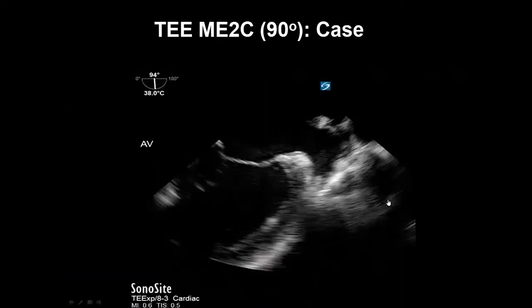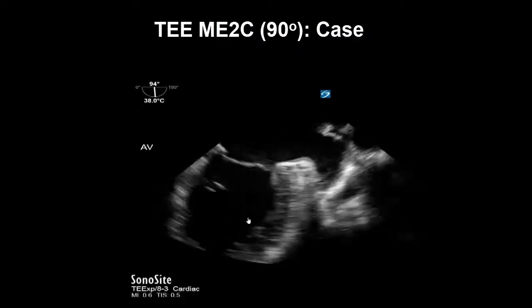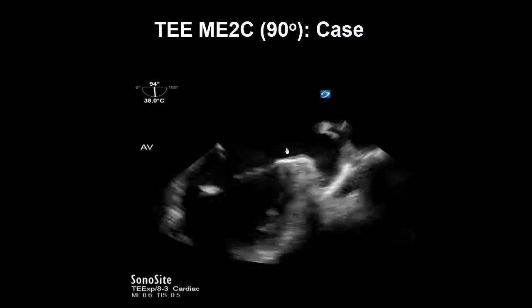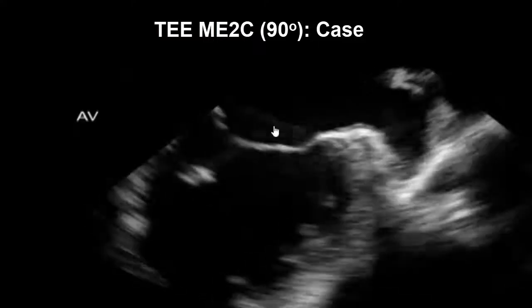Getting back to our patient in the ICU with multiple embolic events, we see here that the patient does not have a normal left ventricle, more depressed in this mid-esophageal two-chamber view. We also see, although not seen well, some spontaneous echocontrast, otherwise known as smoke, indicating a possible low flow state in the left atrium. This will be seen better on later views.